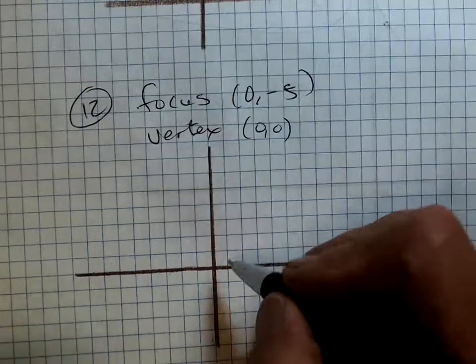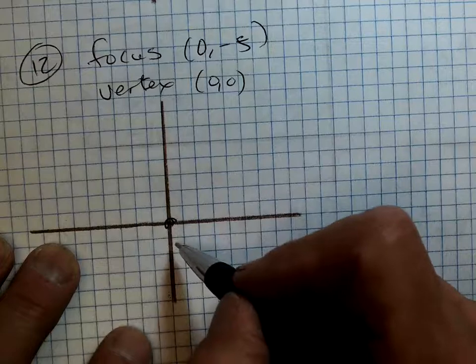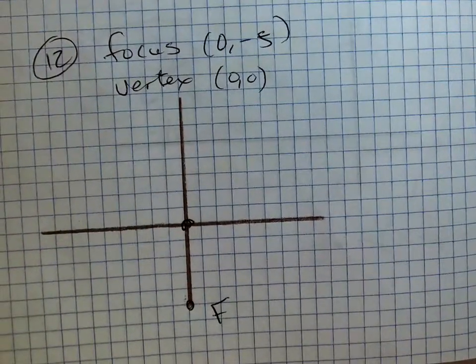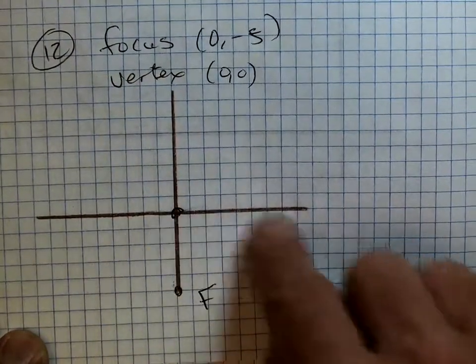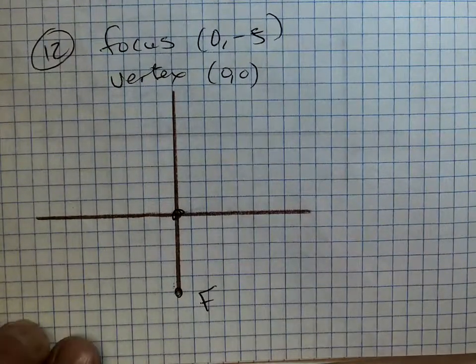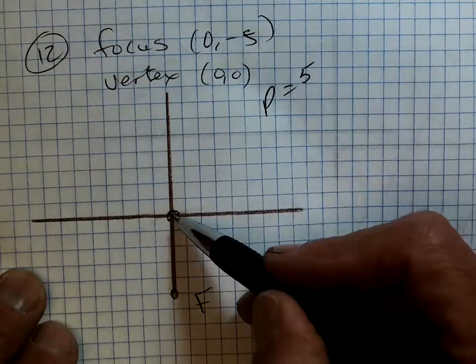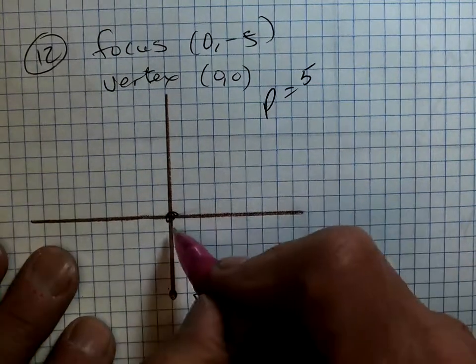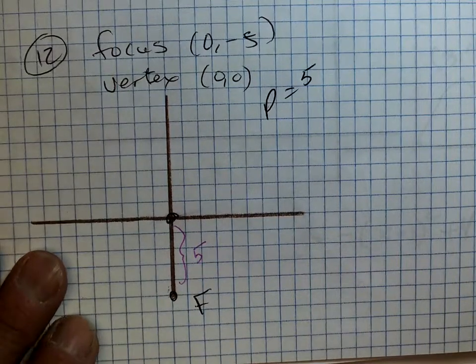Okay, vertex 0, 0. And focus is 0, negative 5. 1, 2, 3, 4, 5. There's my focus. Okay, so here's what I know. It's a frowny face. Frowny face for sure. I know that P is equal to 5. 1, 2, 3, 4, 5. So P is 5.